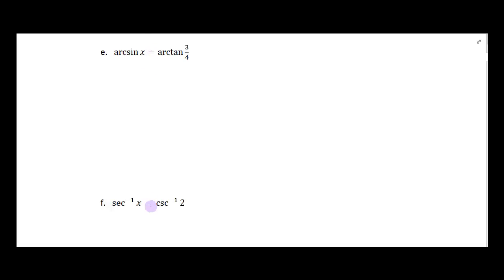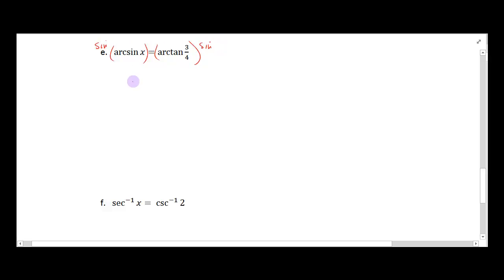So these next two examples are going to be solved in a similar fashion. We're just going to practice it twice. So here I have arc sine x equal to arc tan 3/4. And in order to get x by itself, I'm going to take the sine of both sides.